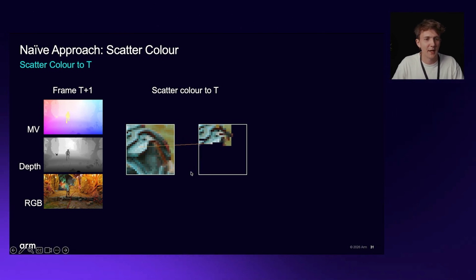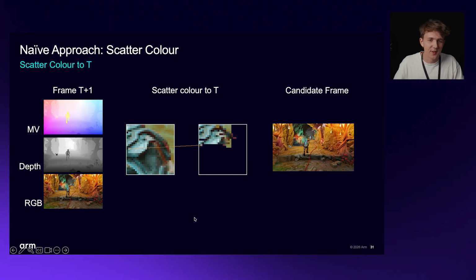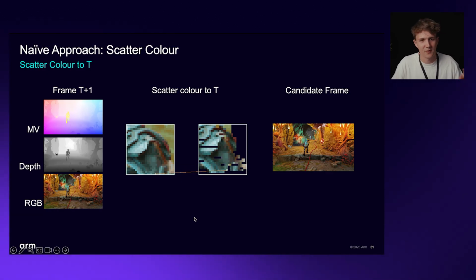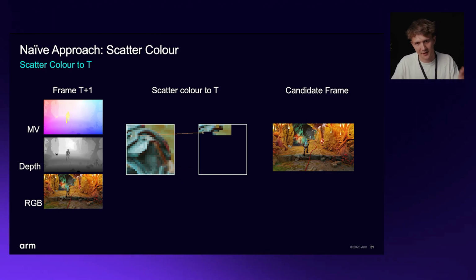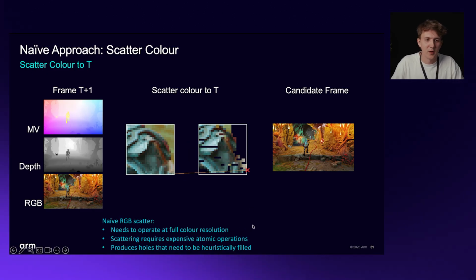So one thing that you can get when doing a scatter is collisions. This is where 2 pixels write to the same location, and in this implementation we would use depth to resolve these collisions. So we would just take the pixel that has the nearest source depth. And so the result of this scatter operation is your candidate frame. You have moved RGB of T minus 1 with the motion vectors to T. However, this is maybe not ideal. There's a few reasons.